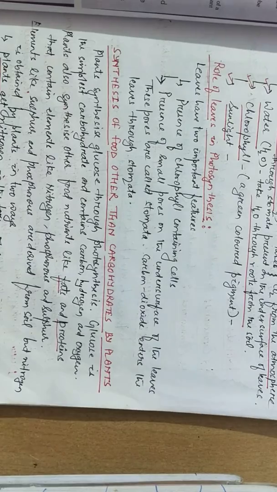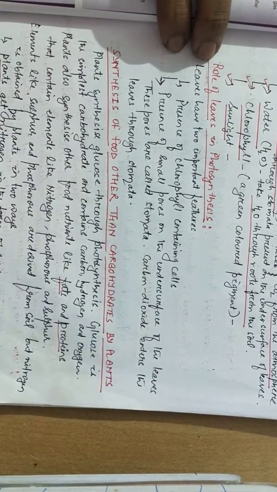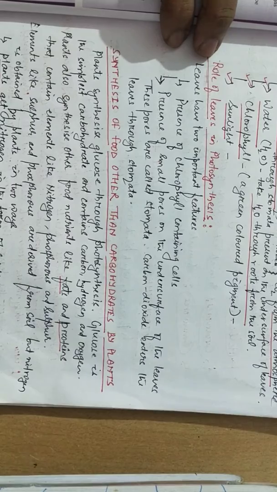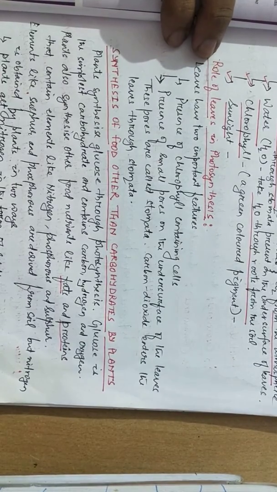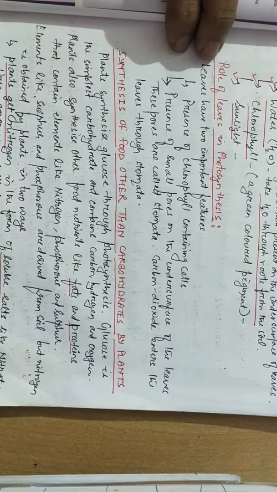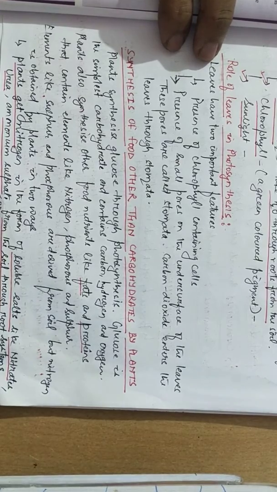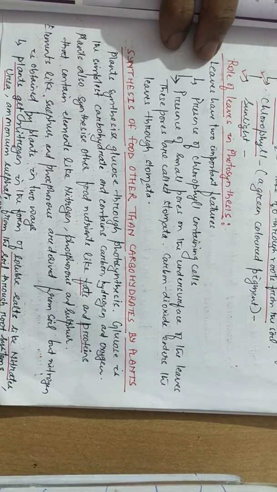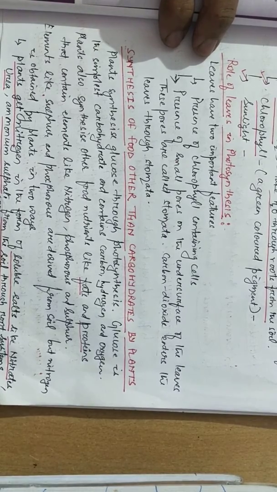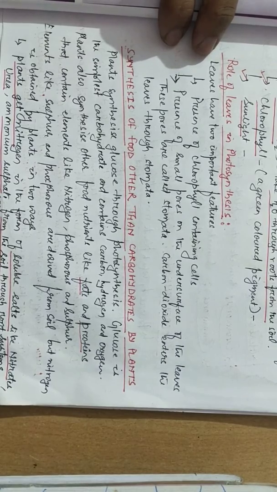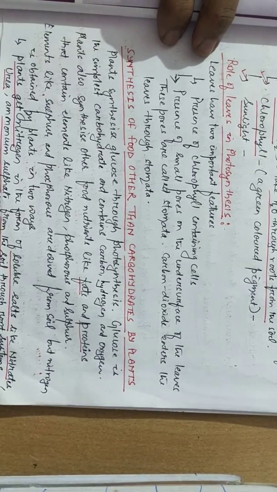Plants get nitrogen in the form of soluble salts like nitrates, urea, ammonium sulfate from the soil through the root system. And second, certain bacteria, which are also called symbiotic bacteria, found in the root nodules of the leguminous plants, play a very important role in fixing the atmospheric nitrogen, and they convert it into soluble salts like nitrates, which are then easily absorbed by the roots of the plants. So in this way, plants get nitrogen, which is very necessary for synthesizing proteins. Without nitrogen, plants cannot synthesize proteins.